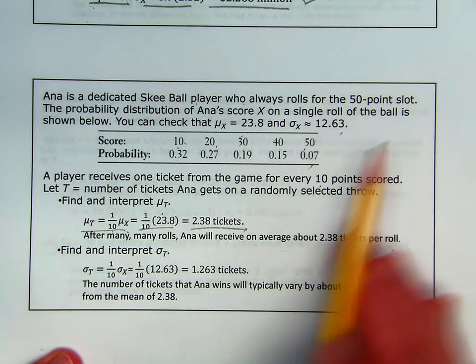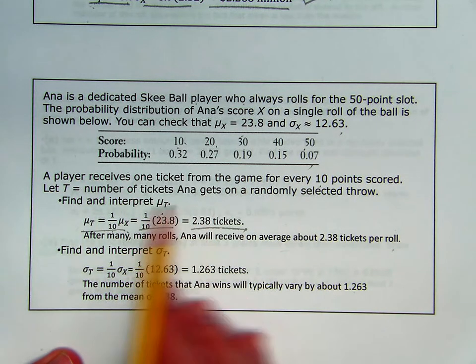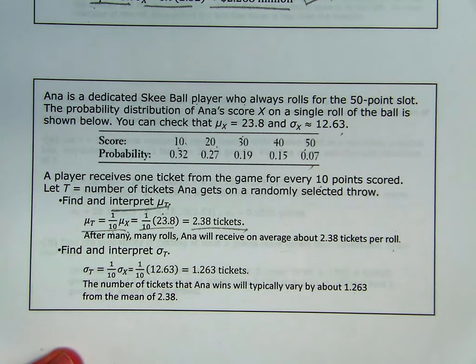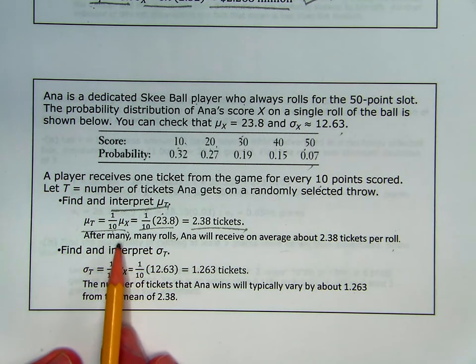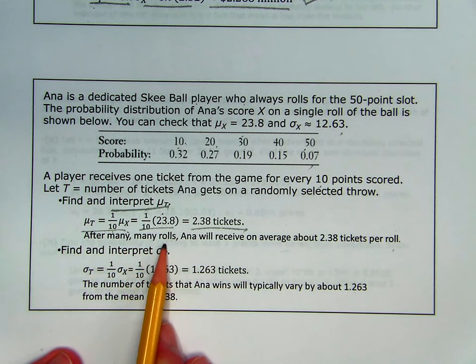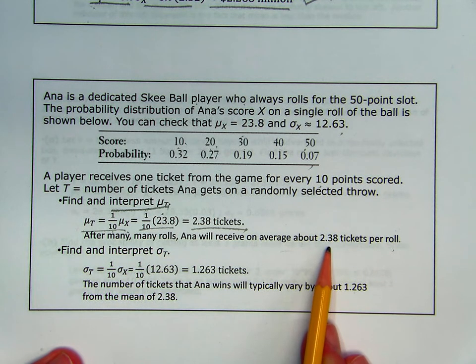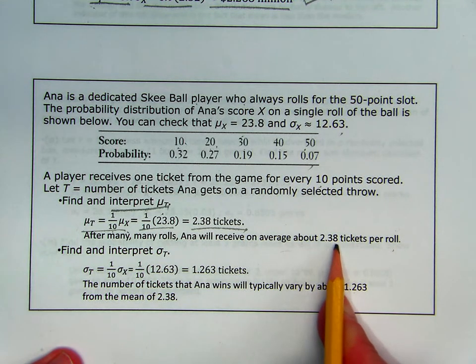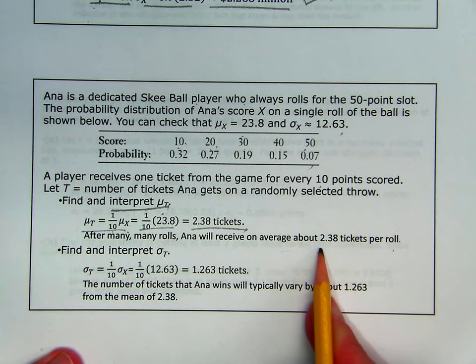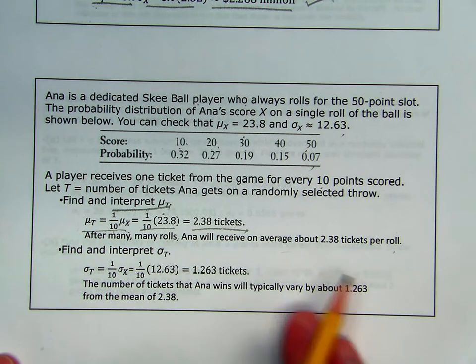Did they ask us specifically for the interpretation? Oh, find and interpret. Okay, when you're interpreting the mean of a probability distribution, you always want to indicate many, many trials, in this case, the many, many rolls. Expected values or means should be expressed as decimals. That's showing you understand it's impossible to get 2.38 tickets for just one roll, but on average of many, many rolls, you'll get about 2.38 per roll.